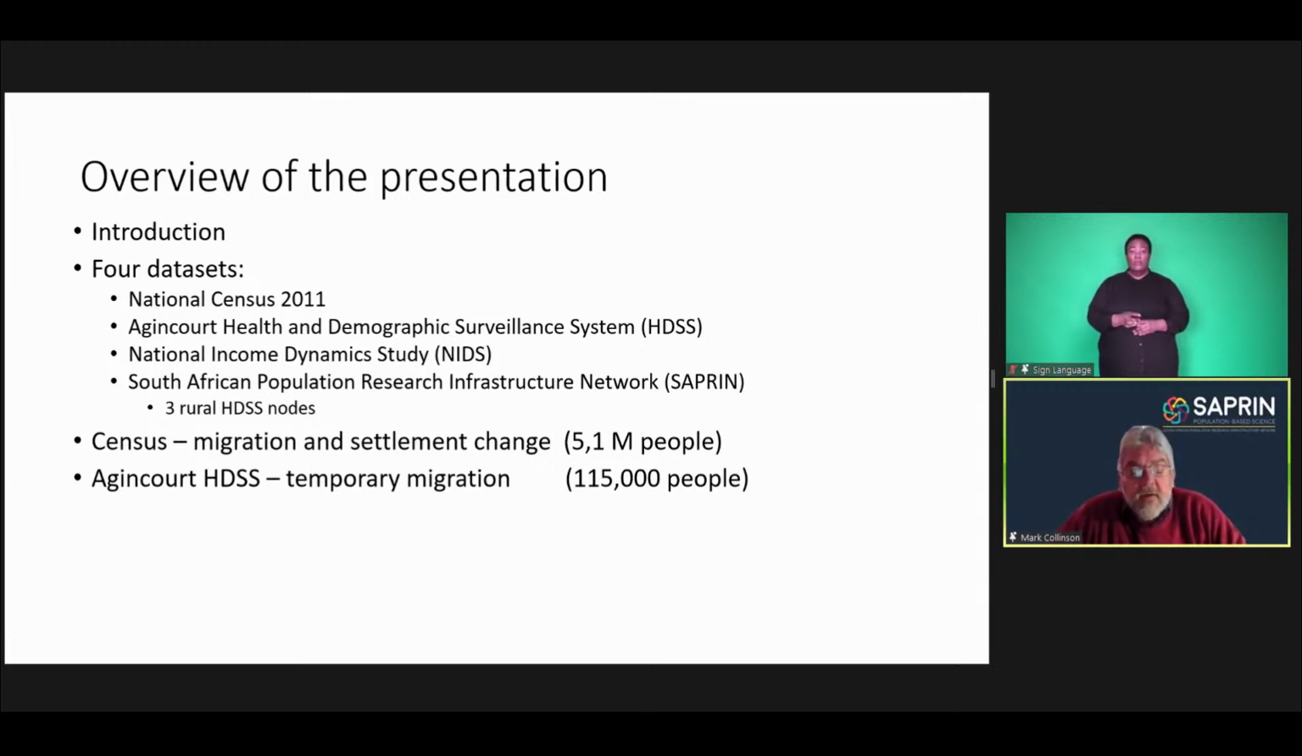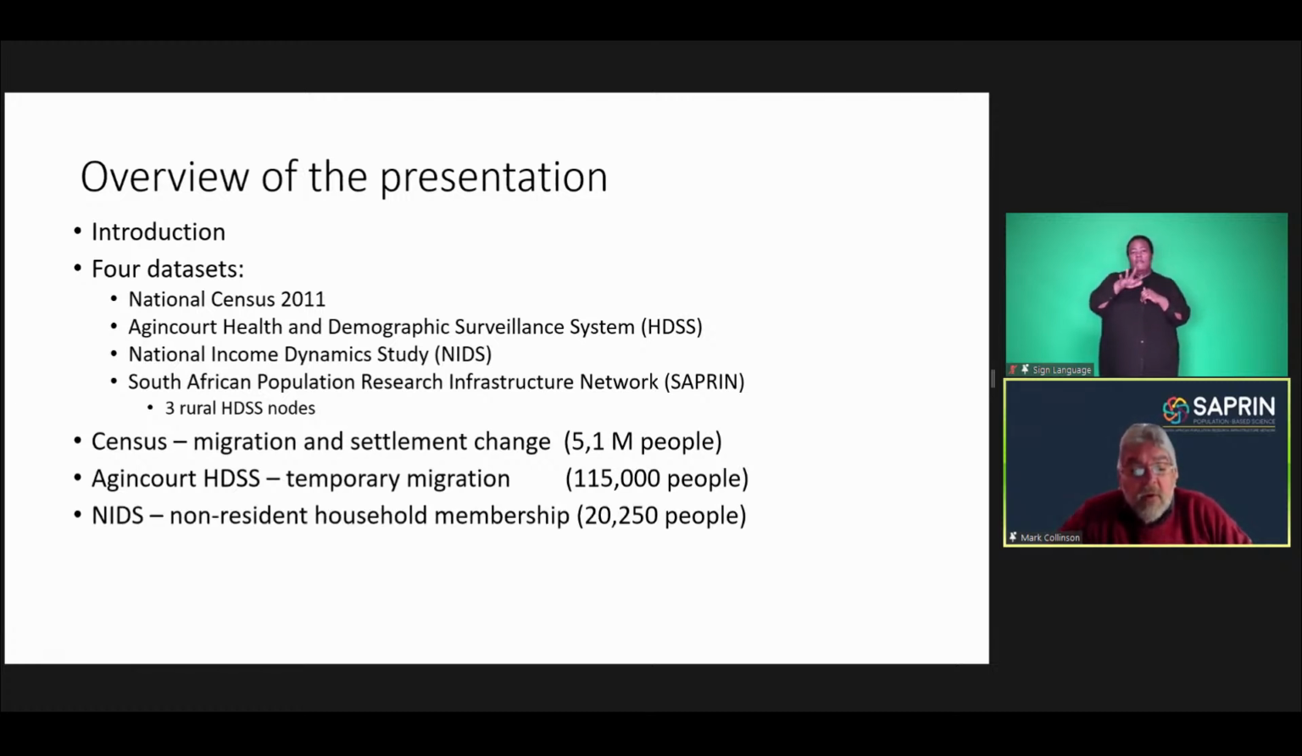From the Agincourt HDSS, they have a different migration categorization than in the national census, enabling us to look at what Dori was calling temporary migration, the translocal phenomenon that's so much a legacy of our history in South Africa. We have quite a big population to look at that, 150,000 people at Agincourt. Then we will look at issues of non-resident household membership, again preceded by Dori's explanation of why this is important.